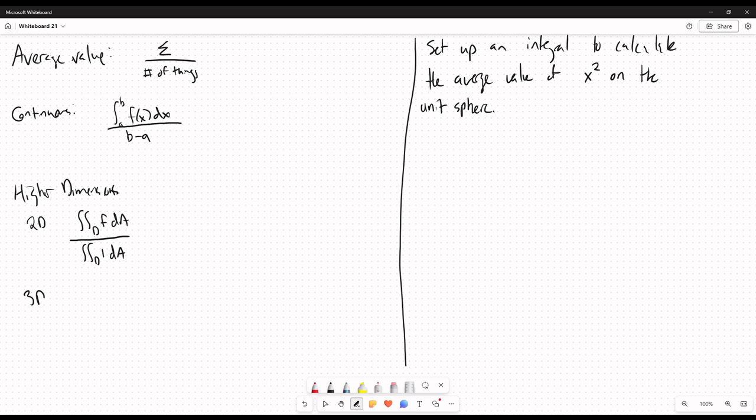And in the 3D case, it's incredibly similar. We'll just have the triple integral over my region, we'll use W, W is what I use, of f dv, all over the integral of W dv.